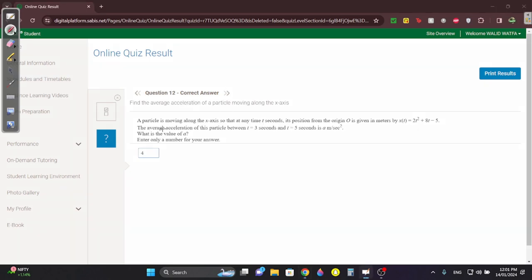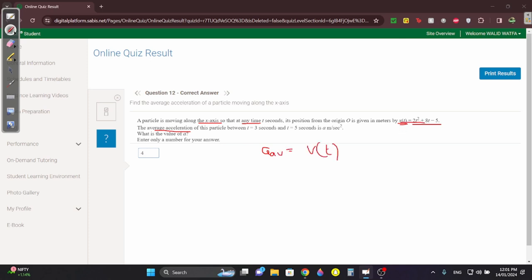If you realize, the way they ask these questions is very similar to the way they ask questions in physics. A particle is moving along the x-axis, so that at any time they gave us the position, the x displacement is 2t squared plus 8t minus 5. What's the average acceleration? It's the same as the last question. To find the average acceleration, you need to plug into the v(t).